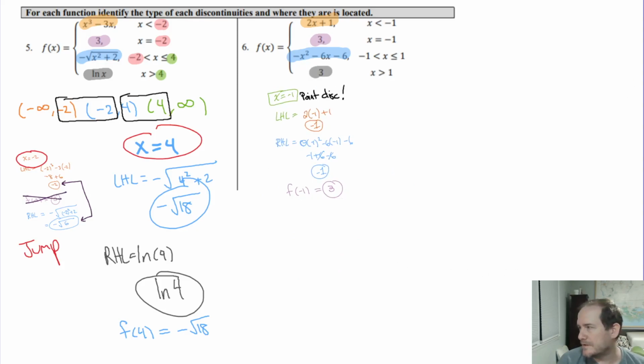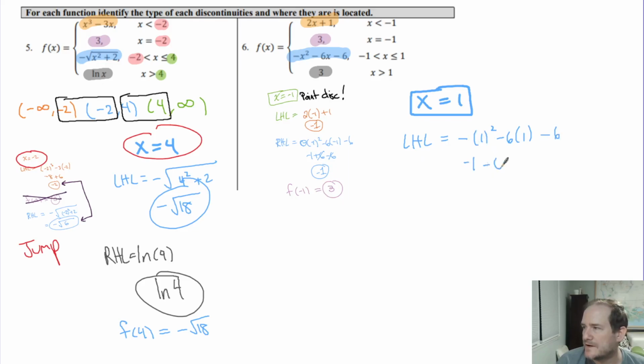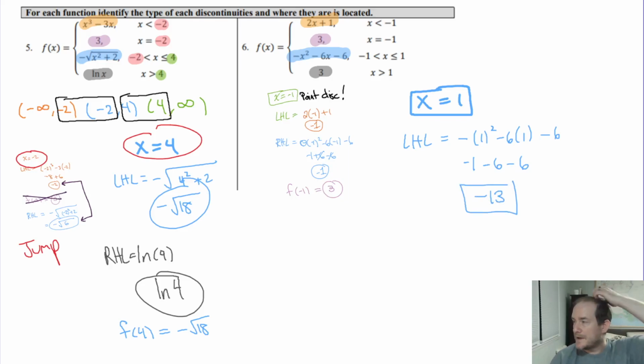Now I'm wondering what's going on at positive 1. And of course, I can go ahead and start doing this. I would start by finding my limit from the left, which will come from the blue expression. So my left-hand limit equals the opposite of 1 squared minus 6 times 1 minus 6. So I'm getting another negative 1. Take away 6, take away 6. That is negative 13. Okay, then my right-hand limit comes from, well, it's 3.